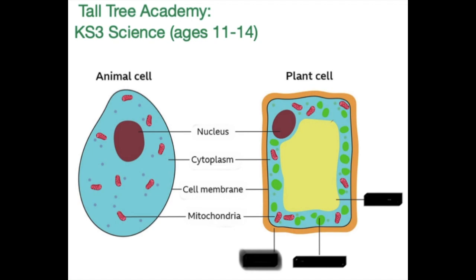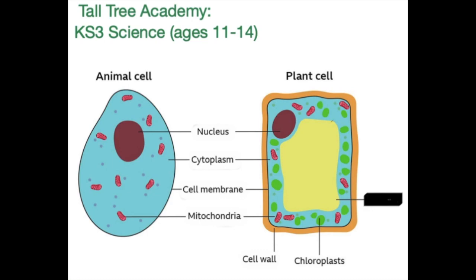So the next part that we'll be looking at is the plant cell components. Animal cells don't contain these. The first one is the cell wall. The cell wall is similar to a cell membrane, except that it's made of cellulose and it's a rigid outer coating which gives support to the cell. And it's the outside line and not the inside line in a plant cell.